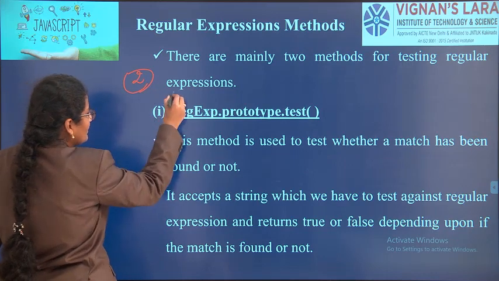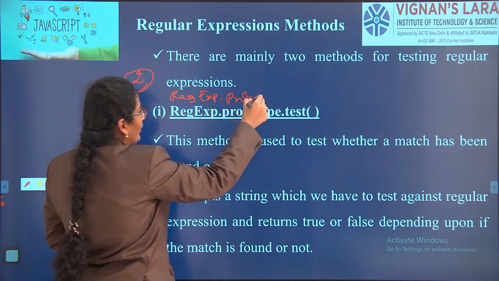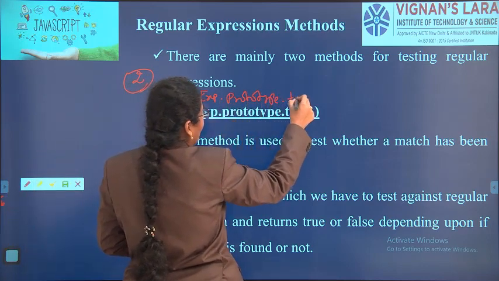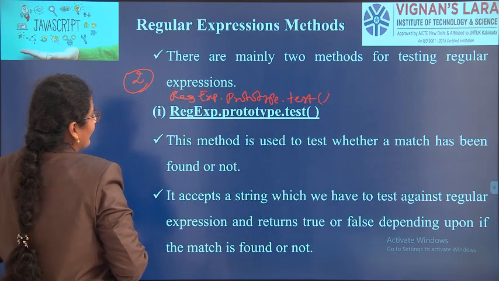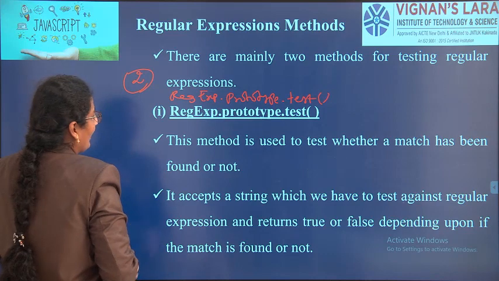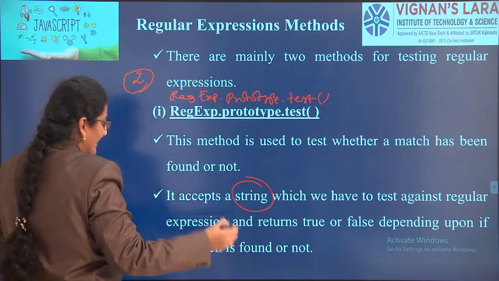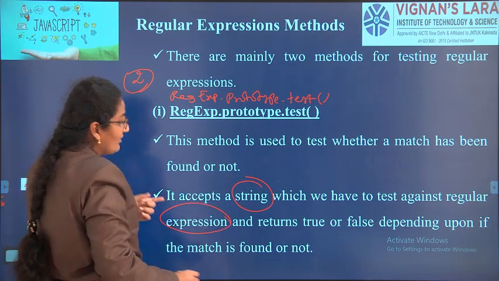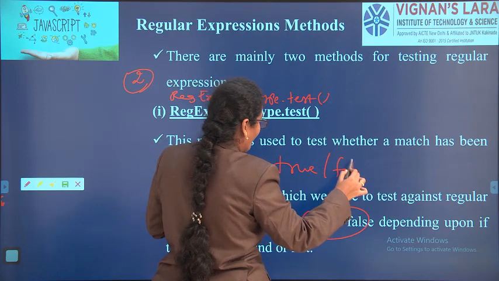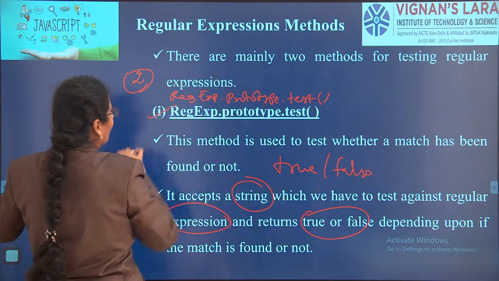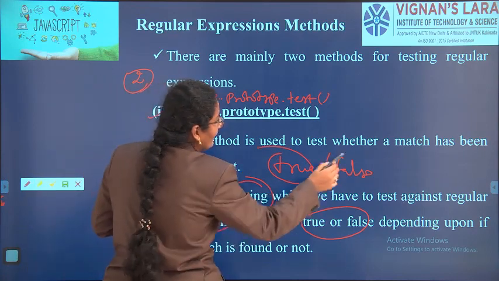The first one is RegExp.prototype.test(). This method tests whether a match has been found or not. It takes the string, tests it against the regular expression, and returns true or false. If a match is found it gives true. If a match is not found it gives false.